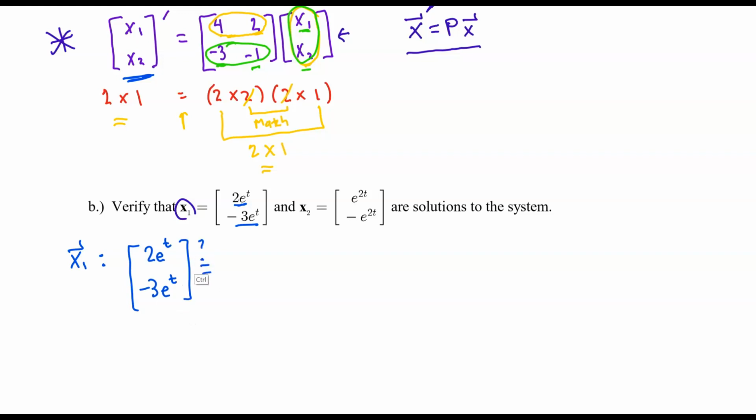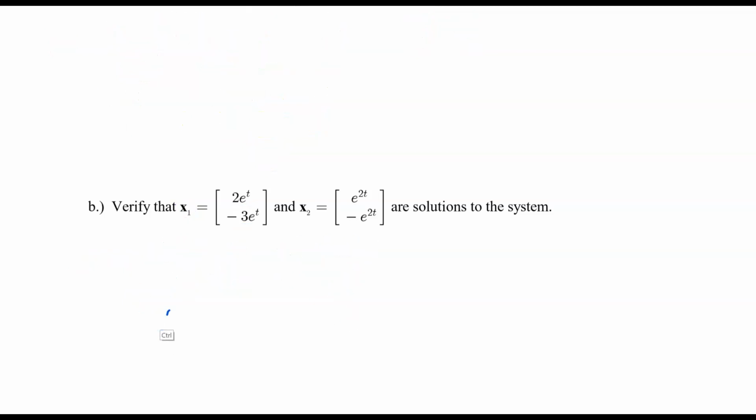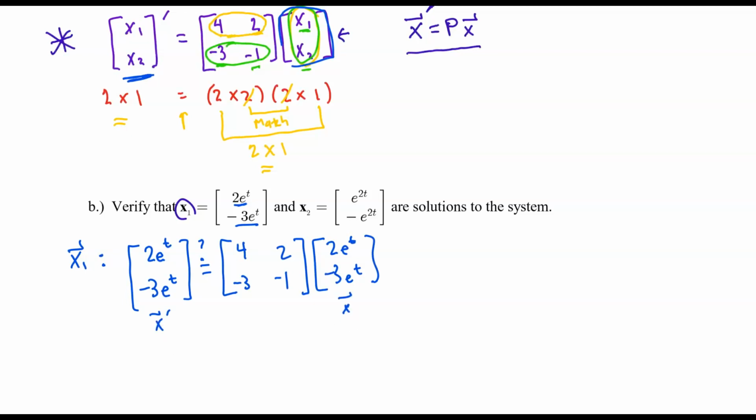We want to show that this balances the equation, so I'm testing the equality here, which is equal to the coefficient matrix times the original variables, right? So I'm going to plug in 2e to the t and negative 3e to the t. Keep in mind, this side is x bar, this is x bar prime. They just happen to look exactly alike. So to see if this is actually a solution, I'm going to carry out the multiplication on the right side.